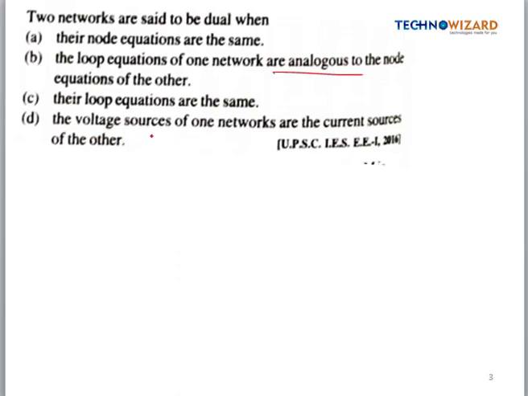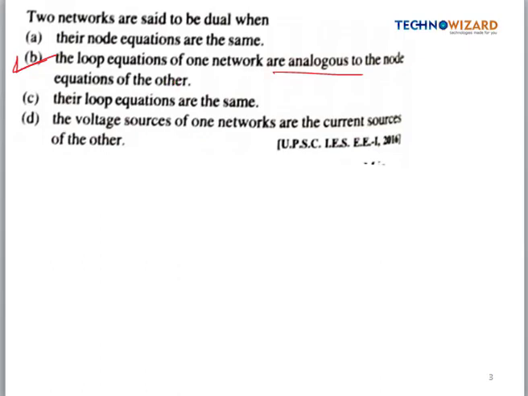For this question option B is correct, because two physical systems are called dual if they are described by equations of the same mathematical form. So when the loop equation of one network is analogous, meaning similar, to the node equation of the other, then the two networks are said to be dual.